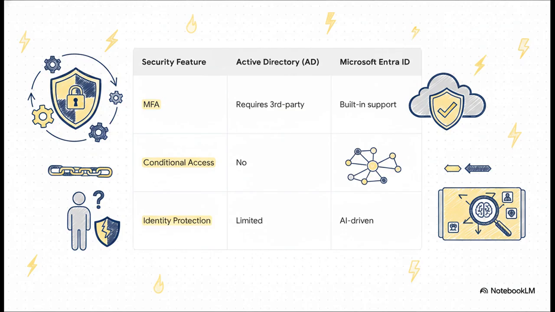Now, let's talk about security for a second, because this is a huge deal. If you wanted to add something modern like multi-factor authentication to your old school AD, you usually had to buy and bolt on some other company's product. With Entra ID, it's just there, built right in. Same story for advanced features like conditional access or AI-powered identity protection that can spot a risky login automatically. These are just things that were born in the cloud.